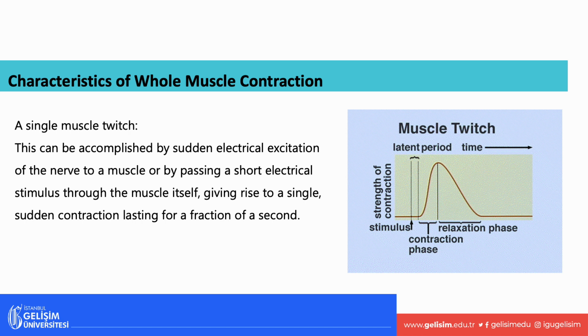Now, the duration of a single muscle twitch is very brief, lasting only a fraction of a second. However, the strength of the contraction can vary depending on the size of the stimulus and the number of muscle fibers that are activated. If a larger stimulus is delivered to the muscle, or if more muscle fibers are activated, a more forceful contraction can occur.